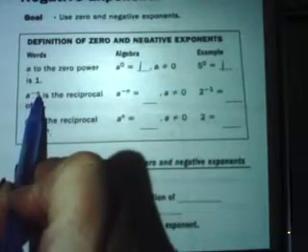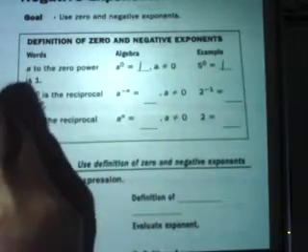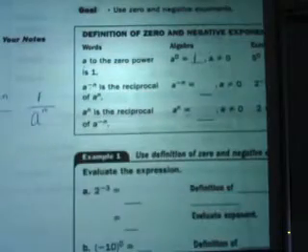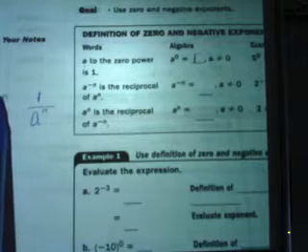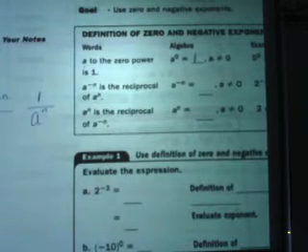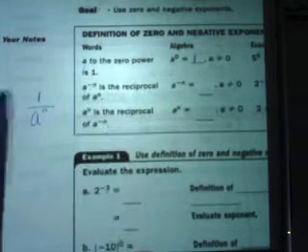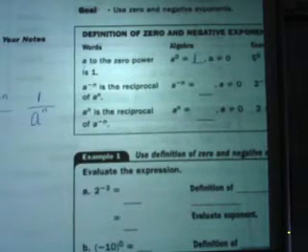Our next definition is dealing with a negative exponent. If I have a to the negative n, and I take the reciprocal, remember, a reciprocal just means you're going to flip it. If I have a to the negative n over 1, and I take the reciprocal of that, that's going to become 1 over a to the positive n. When you take the reciprocal of a negative exponent, it changes to a positive. You want to keep that in mind when we're dealing with negative exponents.